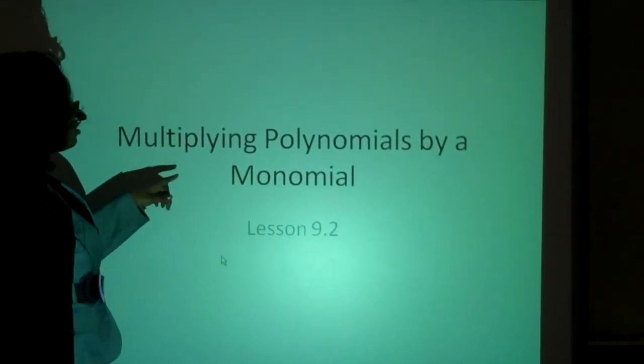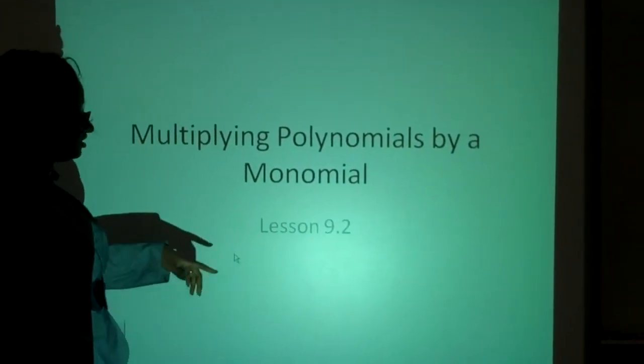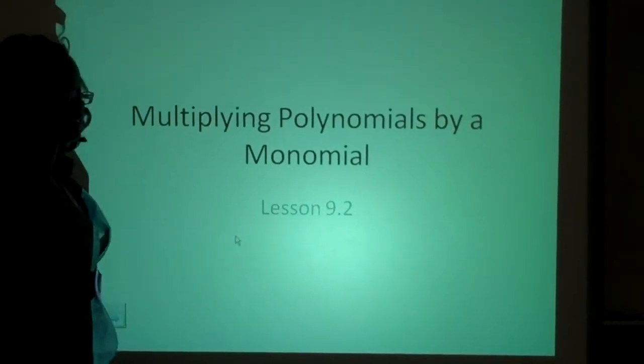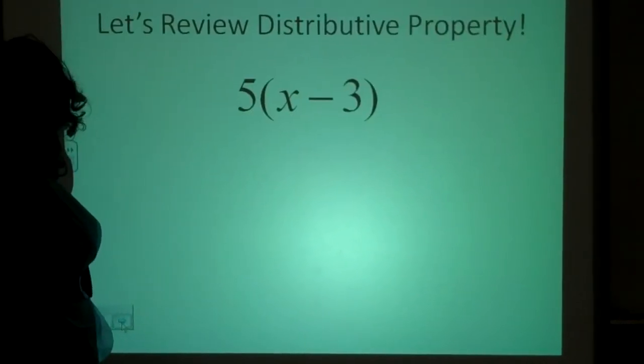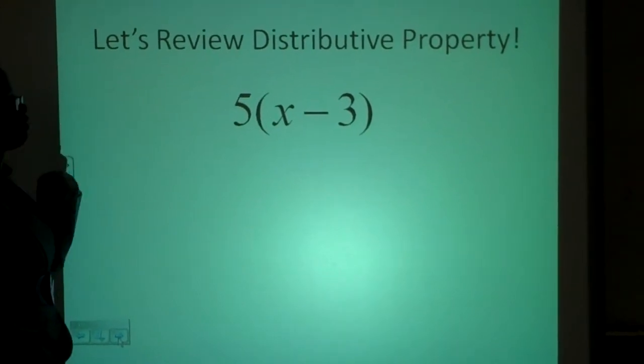Alright, today's lesson is multiplying polynomials by a monomial. This is found in lesson 9.2 in your textbook. Let's review the distributive property first.